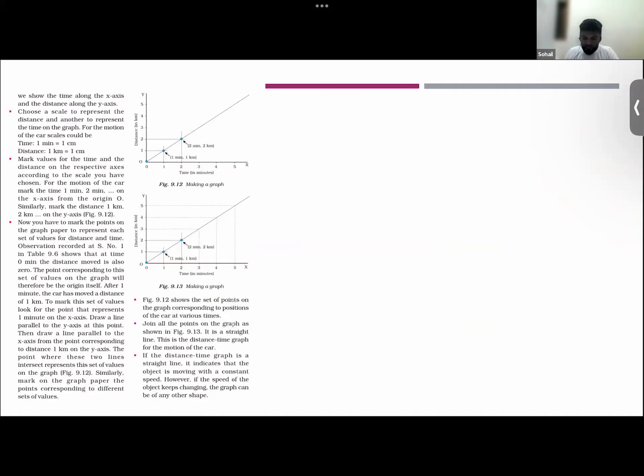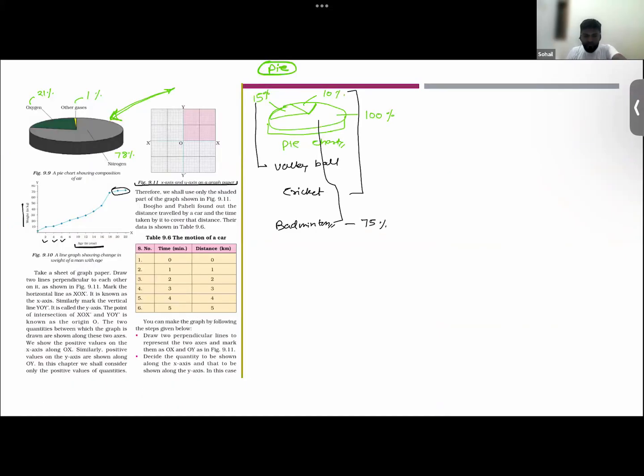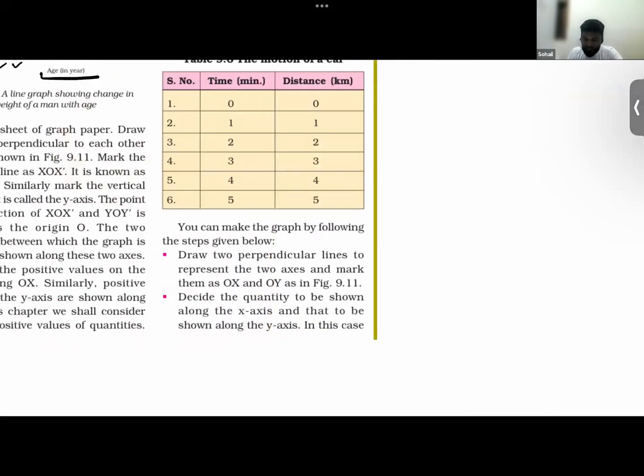Now let me ask once again, did you get the steps, how do we draw the distance time graph on a piece of graph paper, or shall we discuss that one? We can just quickly sum it up. How to draw a distance time graph on a piece of paper. Look, you can make the graph by following the given steps. First, draw two perpendicular lines to represent the two axes and mark them as OX and OY.